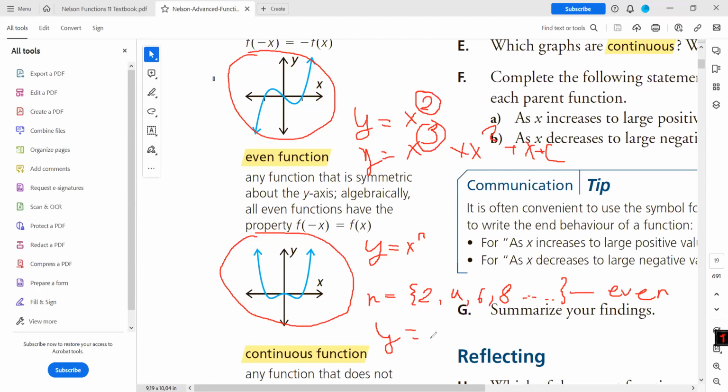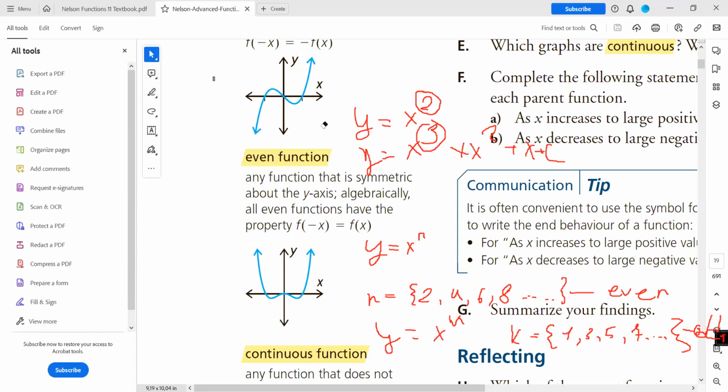Now, second scenario, y equals x to the power k. Let's say k, just some notation that we choose. And k numbers would be such as 1, 3, 5, 7, and so on. These are odd degree functions. And make a sketch next to each one of them.